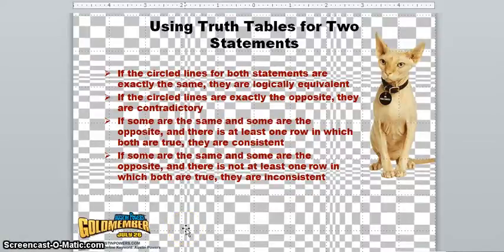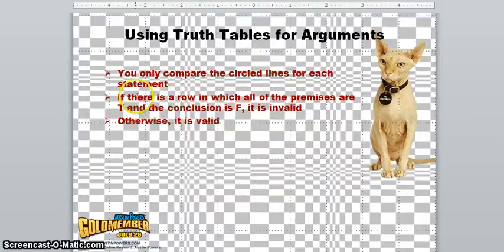I will be having another video that goes with this, where I actually work a truth table out on an Excel spreadsheet, and we'll work through it step by step. So make sure you watch that, and that will help you out. If you only compare the circled lines for each statement, when you're using it for arguments, if there's a row in which all of the premises are true and the conclusion is false, it is invalid, otherwise it's valid. So let's do an example and see how it works.